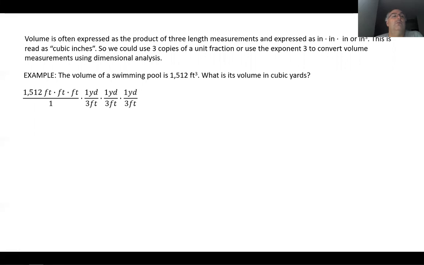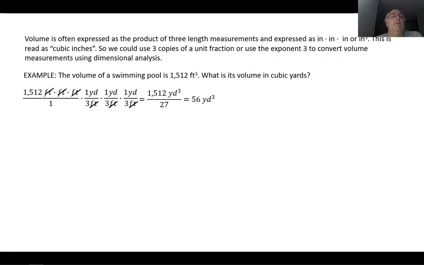When we set up our initial calculation, you see that we have our cubic feet, and we've expanded it out to be feet times feet times feet. So since there are 3 units of feet, we're going to have 3 unit fractions to convert each of those. Because we've got 3 copies, we can cancel out all 3 feet, but that also means we're going to have yards times yards times yards, and that's how we get the cubic yards that we wanted.